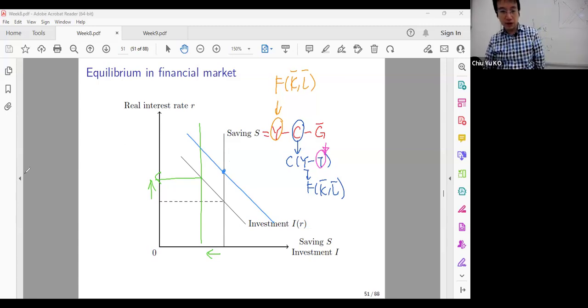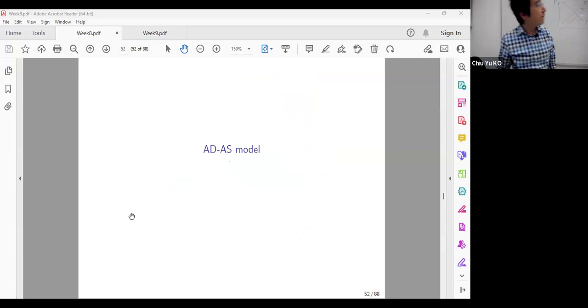Okay. So this is the model of the financial market. Now after that we go to a very important model called the AD-AS model, and this is a model that even the central bank uses. Of course, a more complicated version, but this is the version that we talk about, the one that people use. Okay.